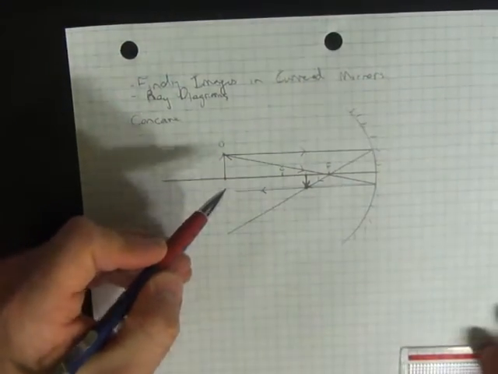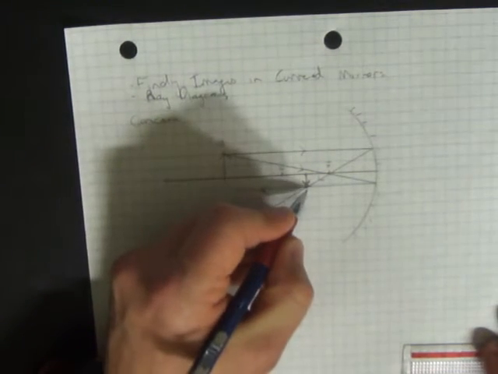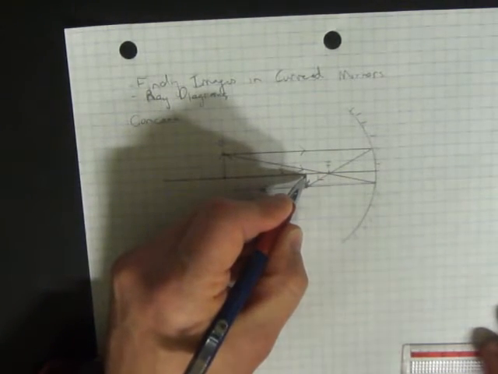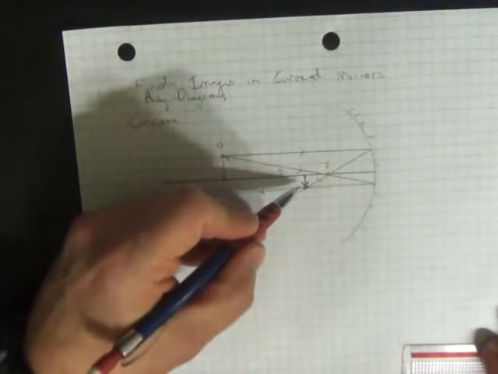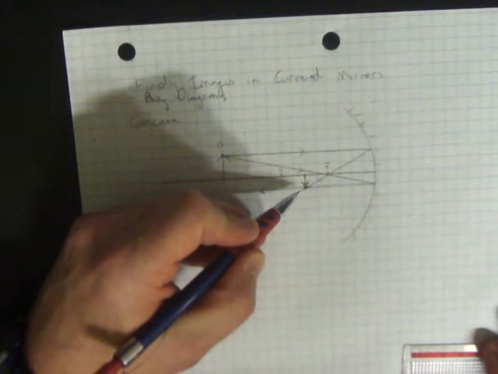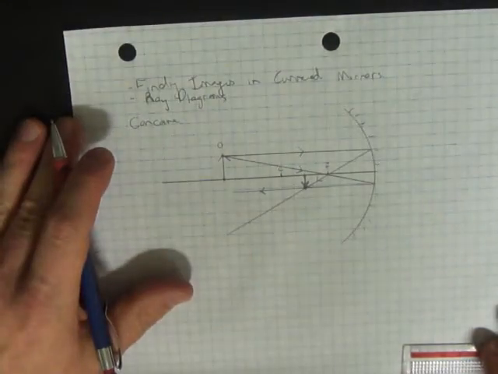So really all we're looking for is the location of the tip of the arrow, and then we will make the arrow's base be on the principal axis. By doing that, that forces my arrow to be upside down. All right? And that's going to be the case for all of our pictures.